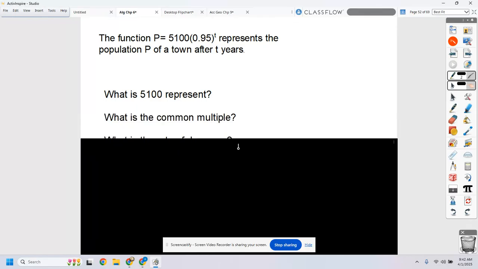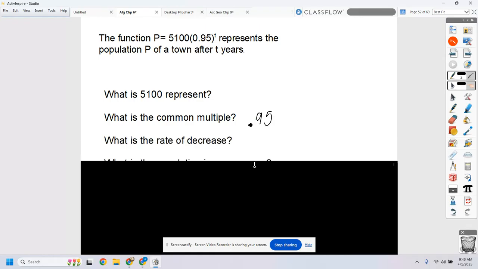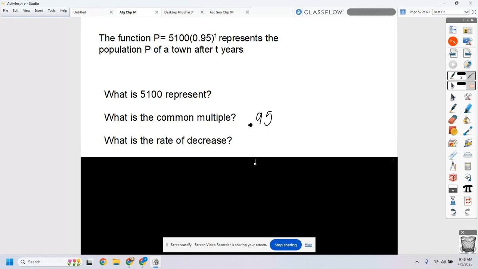Common multiplier. Now the common multiplier is like yesterday. What am I multiplying by every time? In this case, I'm multiplying by 0.95 every time. That allows me to know it's decay, because that's what I'm multiplying by, and that multiplier is less than 1. That does not mean the rate. 0.95 is not the rate. Rate is that 1 minus r. So I have to take this and set it equal to 1 minus r. Similarly, like I did with growth, so 1 minus r equals 0.95.